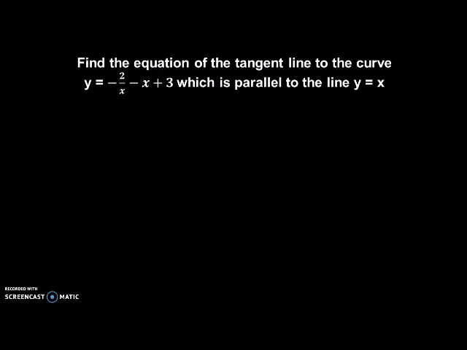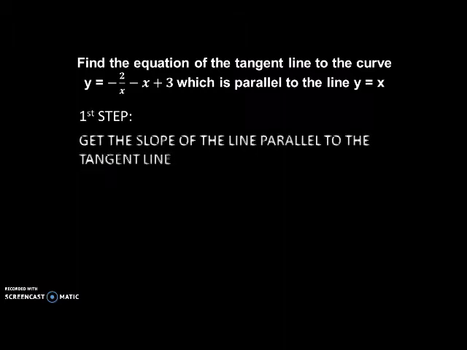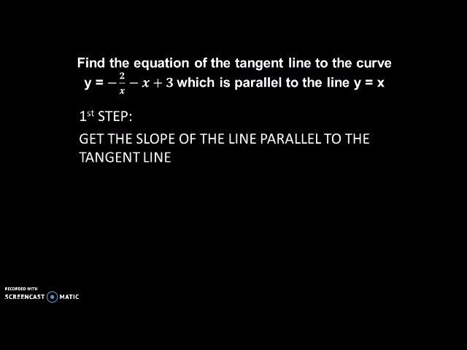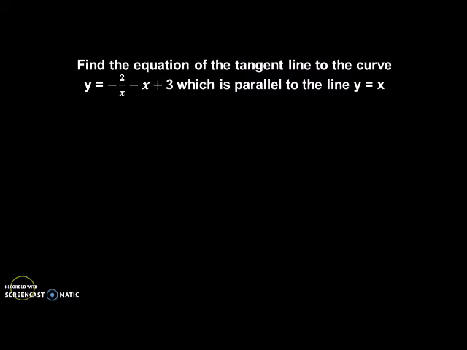The first step is get the slope of the line parallel to the tangent line. So the equation of that line is y is equal to x, and the slope of y is equal to x is equal to 1. So the second step is find the derivative of the curve.